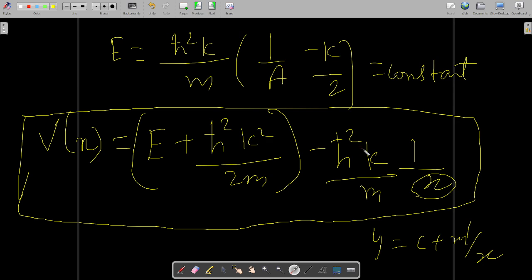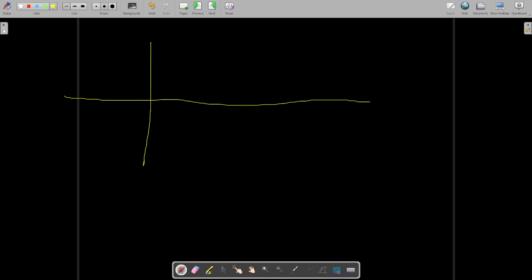Okay, so v of x will be minus infinity at x equal to 0, and at x equal to infinity, v of x will be constant. Okay, so based on these boundary conditions, we are going to basically draw the graph. Okay, and you have to explain all these things in words. I have deliberately not written all these things in words.